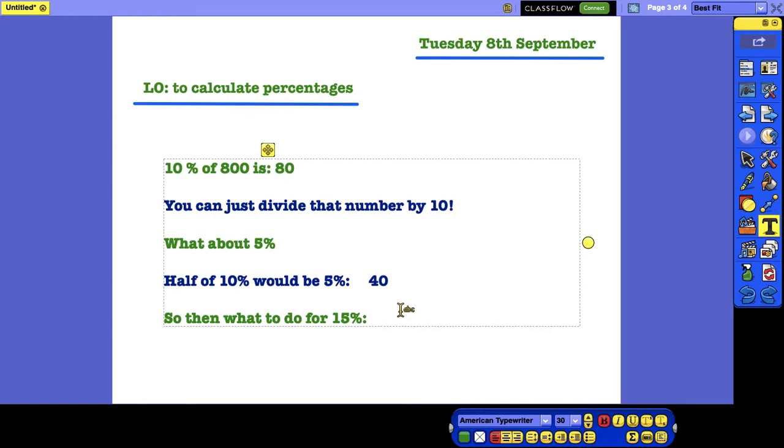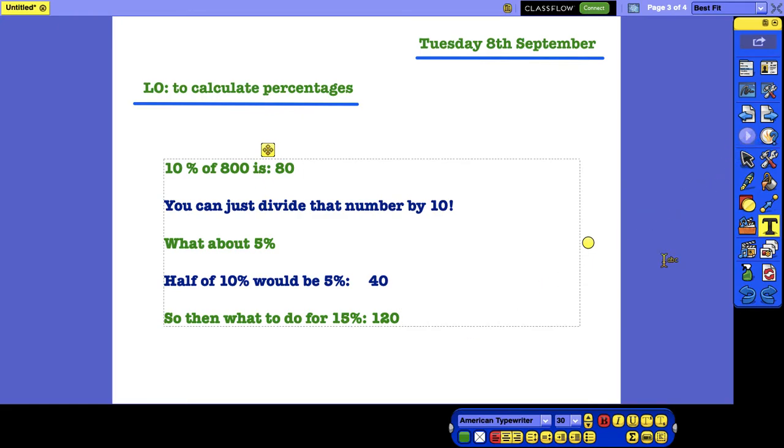Then I've also written, what do we do about 15%? After you've got your sums, just got to do a bit of adding up after. We know that 10% is 80, 5% is 40, or 15 is 10 plus 5. So we've got to add 80 and 40, 120. Hopefully that's not too complicated, not too bad at all.